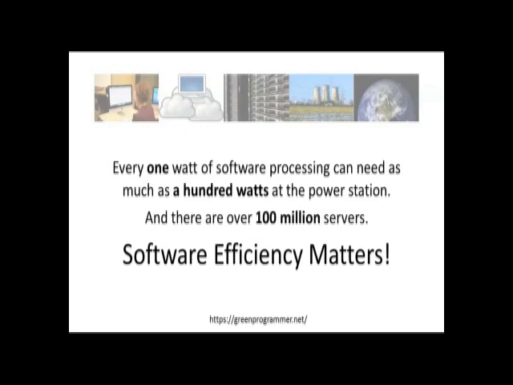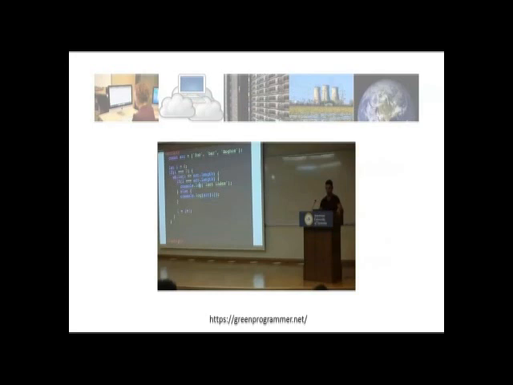Now, this is a big issue because there are about 100 million servers on the internet at the minute, and software efficiency therefore matters. If we want to improve the sustainability and efficiency of systems, we need two things. And one of them is about education.